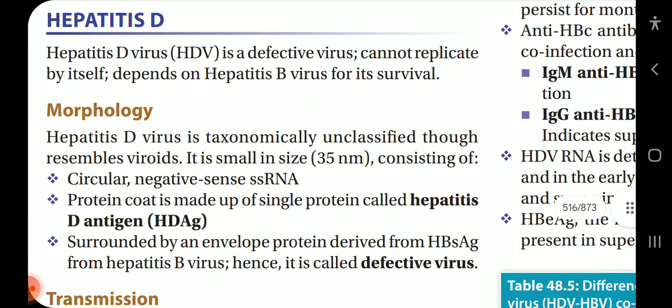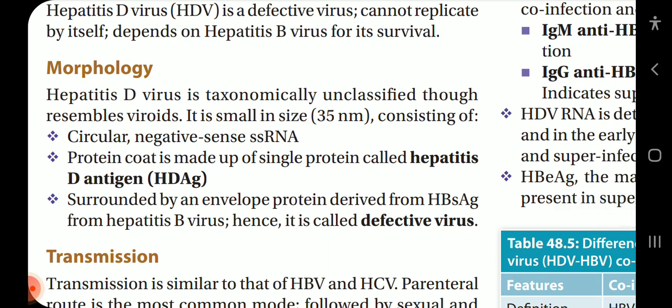Hepatitis D. Hepatitis D virus, HDV, is a defective virus that cannot replicate by itself and depends on hepatitis B virus for its survival. Morphology: hepatitis D virus is taxonomically unclassified, though it resembles viroids. It is small in size, 35 nanometers, consisting of circular negative sense ssRNA.